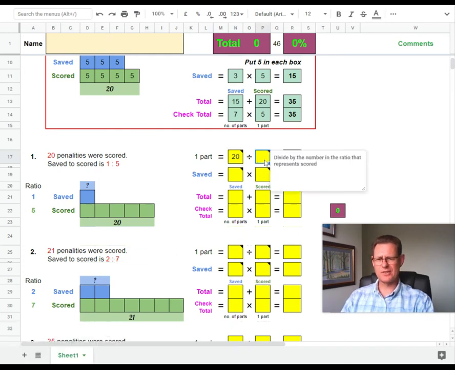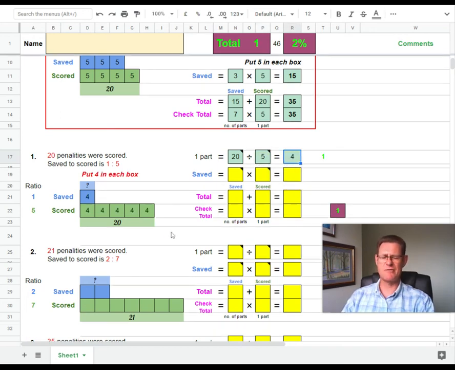And in this box, we are going to just hover over the hint. It says divide by the number in the ratio that represents scored, and that's the second number. That's 5. And you can see in the picture in green, there are 5 blocks. When you do that division, you get 4. 4 goes in every box. There's a little message saying put 4 in every box.